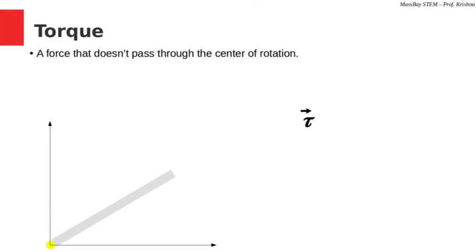A torque is a force that doesn't pass through the center of rotation, whether the center of rotation is the center of mass or a hinge point. As we saw, torque has to account not only for the size of the force, but also for its distance and orientation relative to the center of rotation. To find torque, draw a vector from the center of rotation to the location where the force is applied.